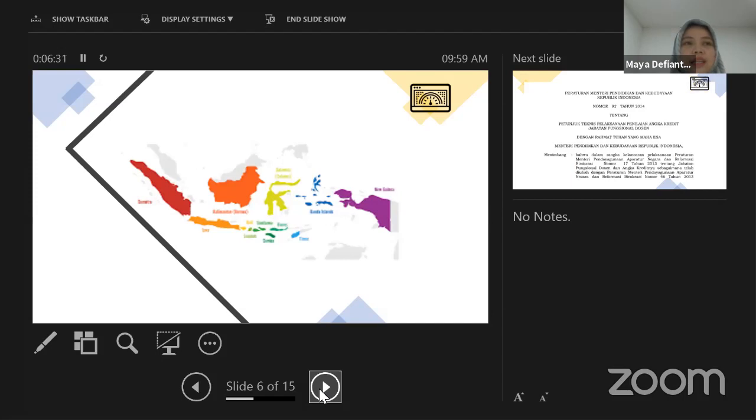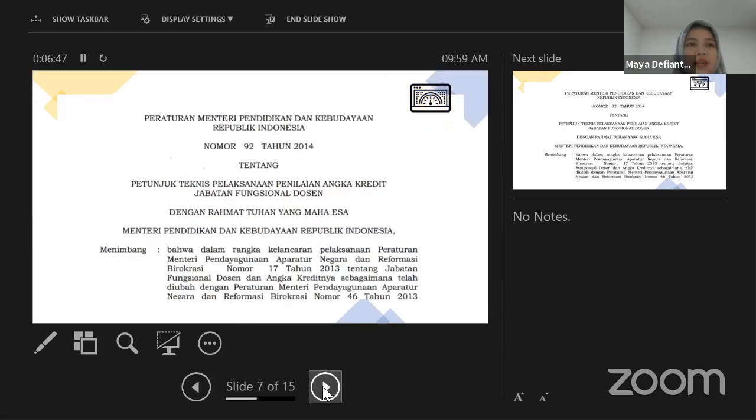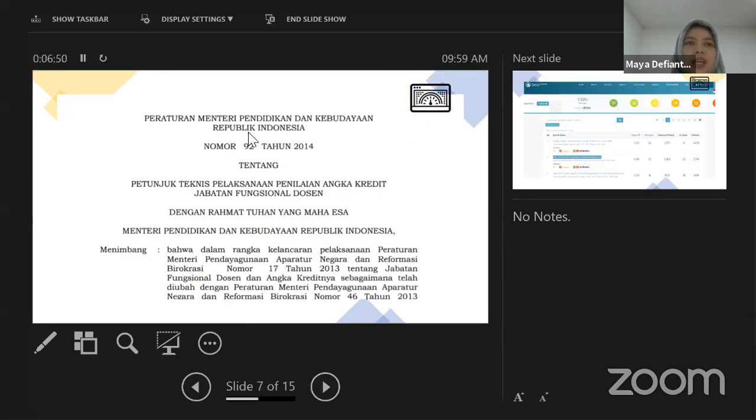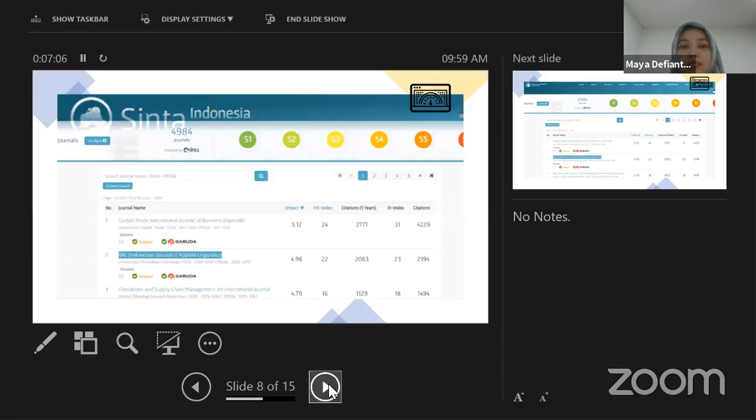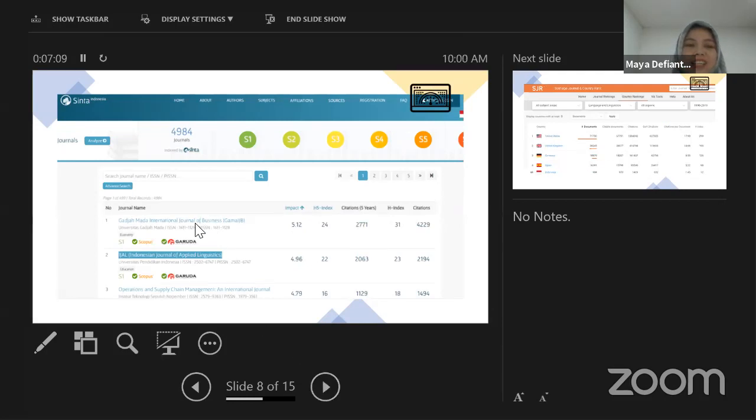As in many countries, Indonesia has also made efforts to boost teachers or lecturers to write for publication. The Ministry of Research, Technology, and Higher Education has required academicians to write for publication, as stipulated in Ministry Decree number 92 year 2014. In addition, they also established SINTA. I think we are all familiar that there are 4,984 journals altogether in Indonesia.